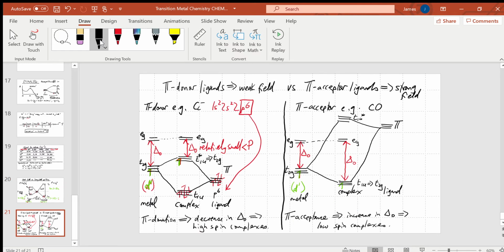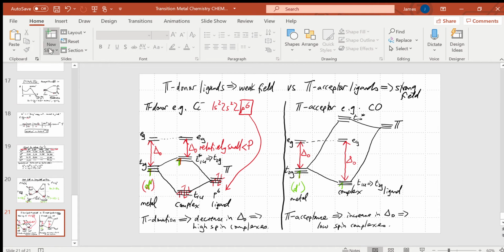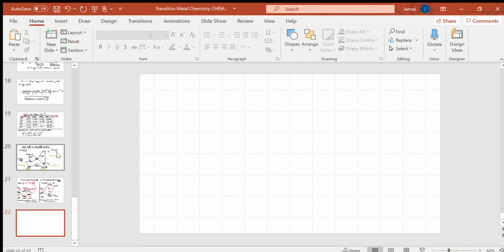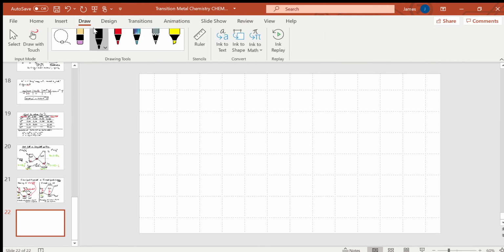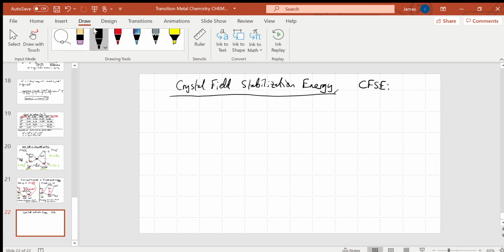Okay, so we can actually start to quantify some of these differences. So the next thing I would like to do in this video is to calculate crystal field stabilization energy. So let's start to look at crystal field stabilization energy, CFSE. Crystal field stabilization energy.